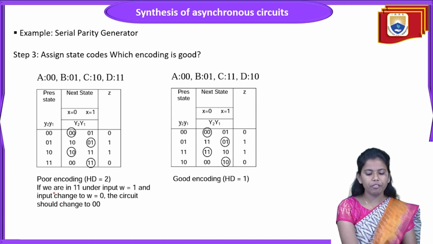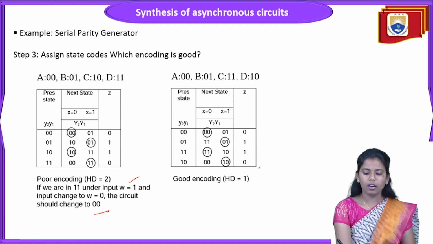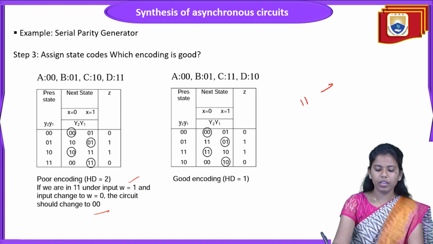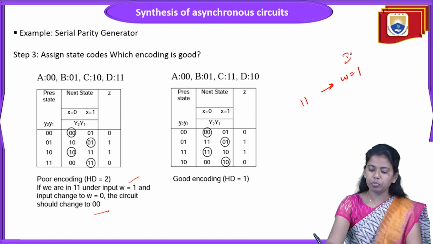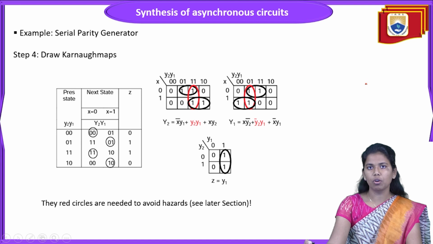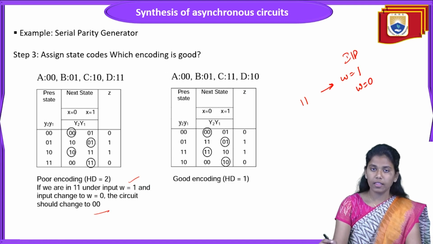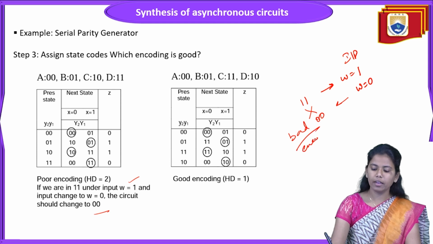Why is HD equal to 2 here? Because if we are in 1, 1 under input W is equal to 1, and this input changes to W is equal to 0, then the circuit may change to 0, 0, which is impossible. That's the reason we are saying that it is a bad encoding.